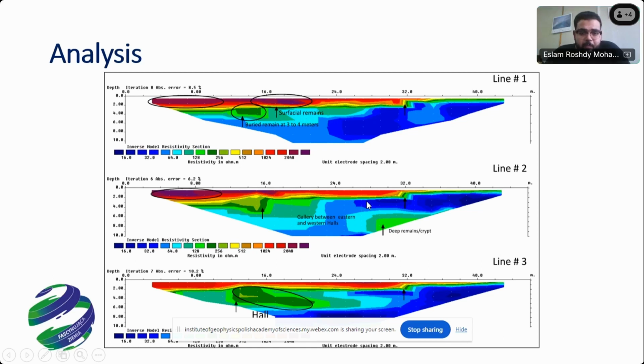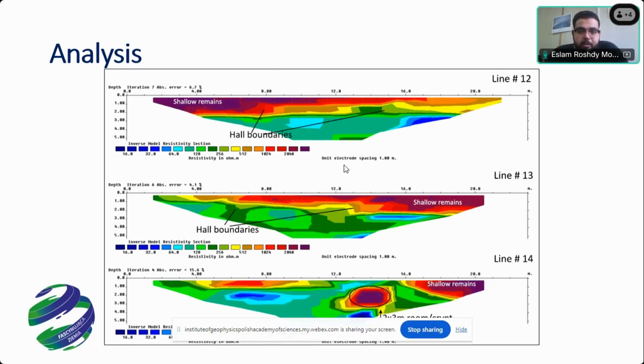These anomalies can be related to underground cavities or crypts, and this is surface remains, and this may be a wall, this a gallery between the eastern and western holes. By looking at other lines, we noticed also very high resistivity anomalies on the surface.